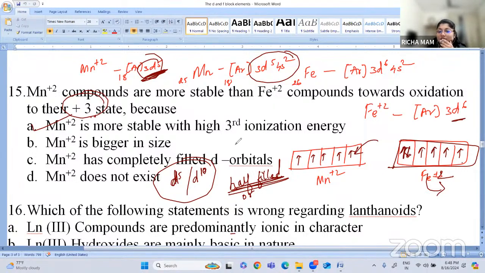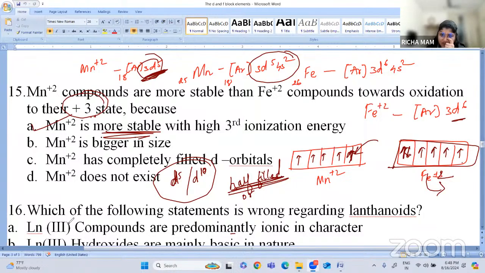So it is more stable. When you are removing the third electron, it is very difficult because it is in its more stable state. So option number A is the correct answer. Whoever has answered option A, Akhila has answered, Sri Varuni has answered, very good. I hope you have understood. Remember that whenever you have a half-filled or completely filled system, it will be in its more stable state.